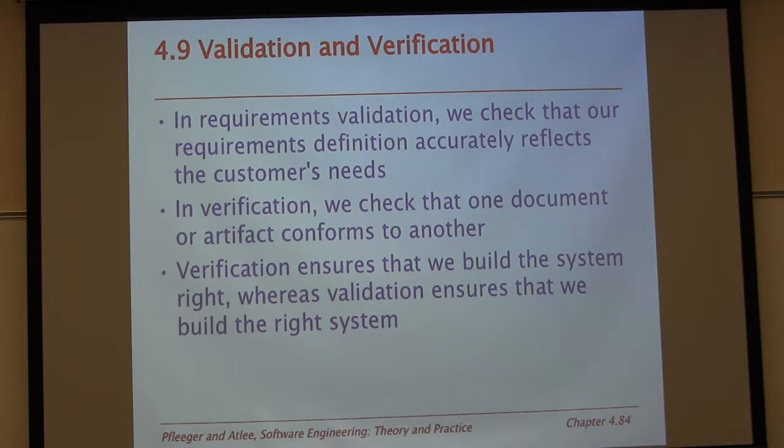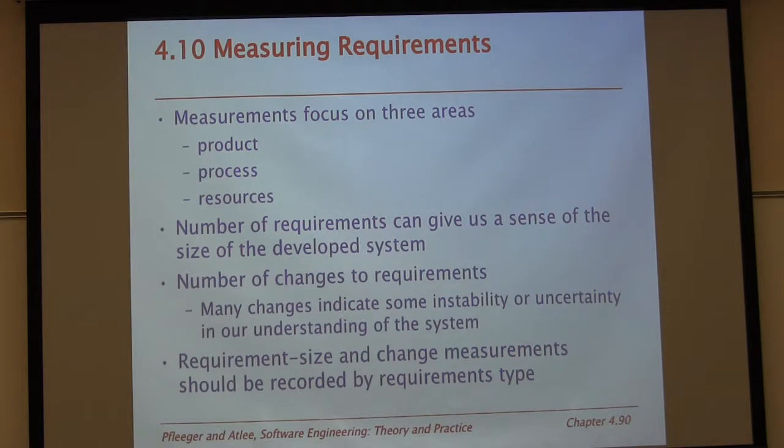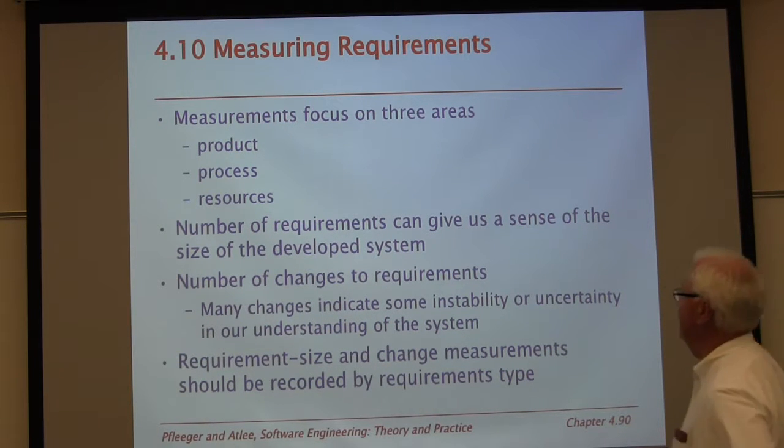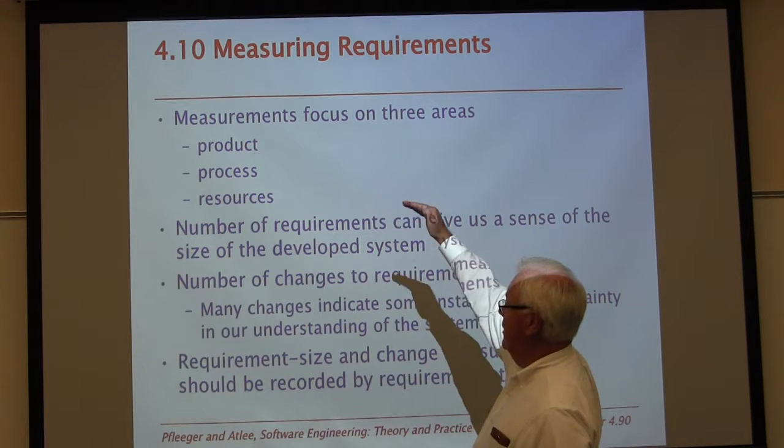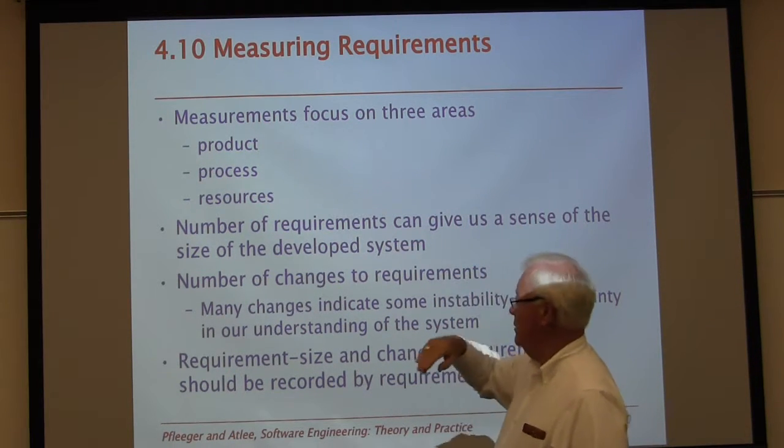Okay, that's 4.9. We'll go to 4.10. So, how do we put measurements on requirements? This is something new. First of all, we focus on three different areas: product, process, and resources.